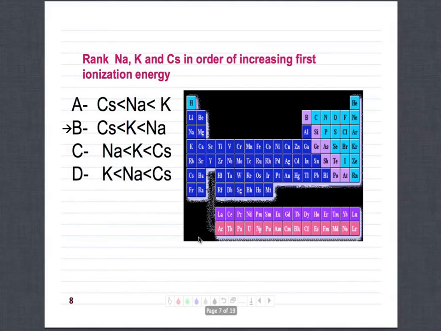So rank sodium, potassium, cesium in order of increasing first ionization energy. So we're talking mainly about cesium, potassium, and sodium. We're talking about those three elements.